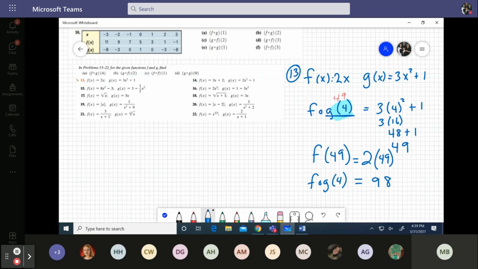Yes? It's the same as the table. You find out the value of your inside function and plug it in to your outside function.